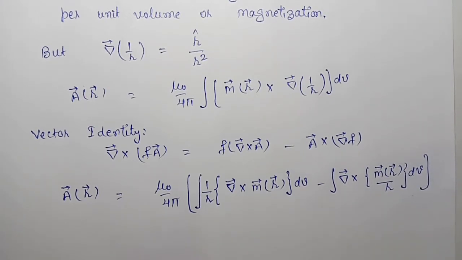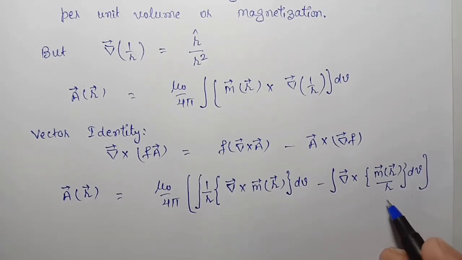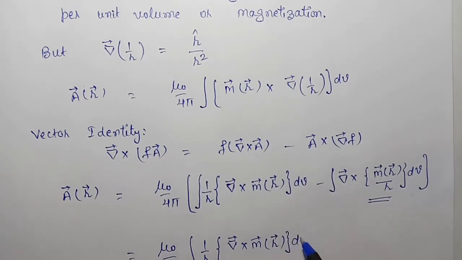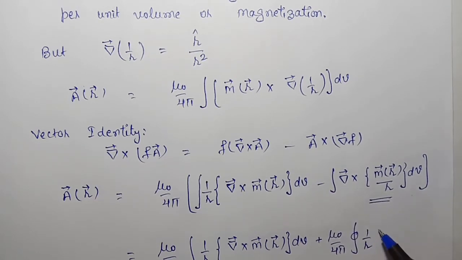Okay, then here we have a volume integral, so we will convert this volume integral into a surface integral. So for this we can write mu naught over 4 pi, here we have 1 over r del cross M(r) dV, minus, here we will use plus sign, mu naught over 4 pi, here we have a closed integral, so this is 1 by r, so this is M(r) cross dA, that is a surface integral.